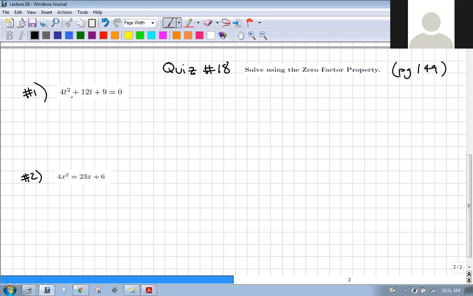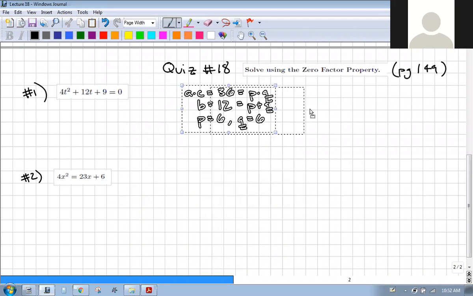All right, so let's solve this quiz here. Since we have a 4 for an A, let's do our little trick since it's already in standard form. See, 9 times 4 is 36. So we need two numbers that multiply to give us 36 but add to give us 12. We think 6 and 6, right? That ought to work.